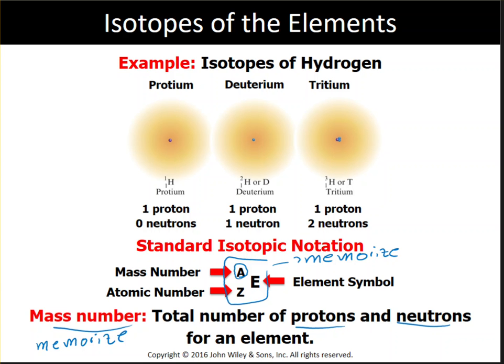Now, if you look at the isotopic notations, these are all isotopic notations for all 3 isotopes of hydrogen. We read the isotopes with their mass number. So, for example, protium, I read as hydrogen 1. Deuterium, I read as hydrogen 2. And tritium, I read as hydrogen 3. So this is how we read the isotopes, and we distinguish between the isotopes.